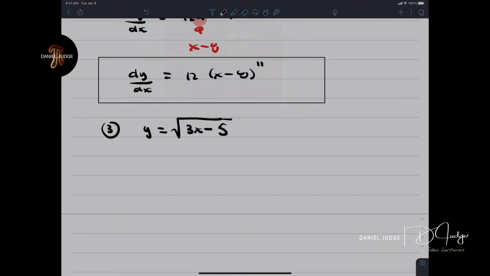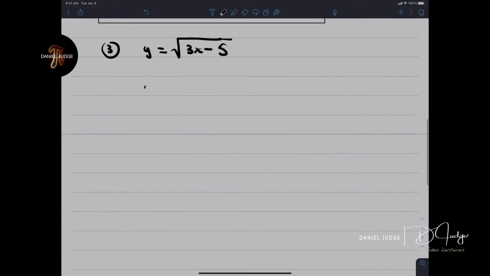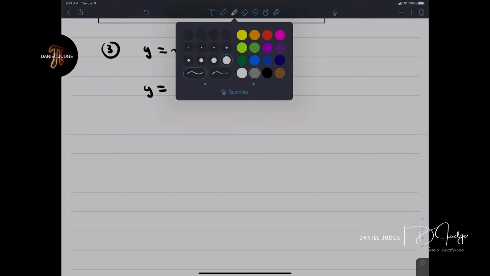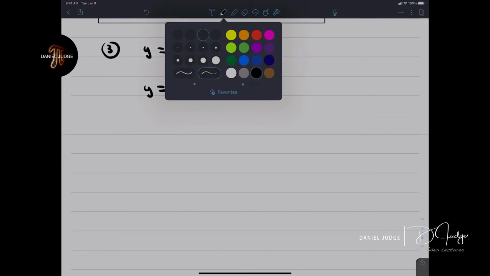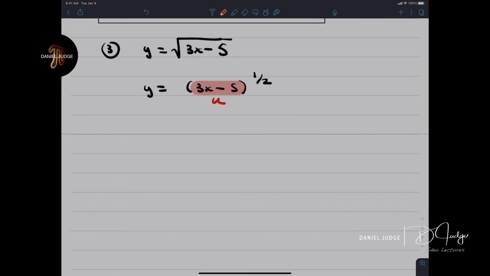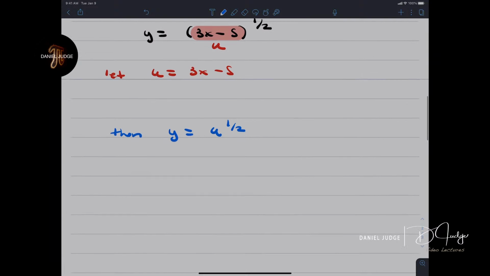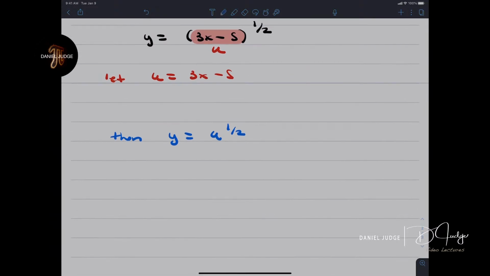Okay. Now we can write y here being 3x minus 5 to the 1/2 power, where the u function is inside the parentheses. This is the inside function again. So we let u be 3x minus 5. Then that means y becomes u to the 1/2. Okay.